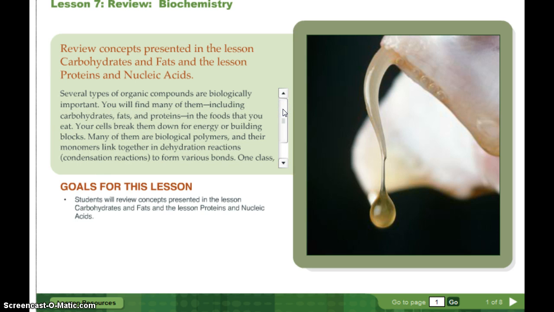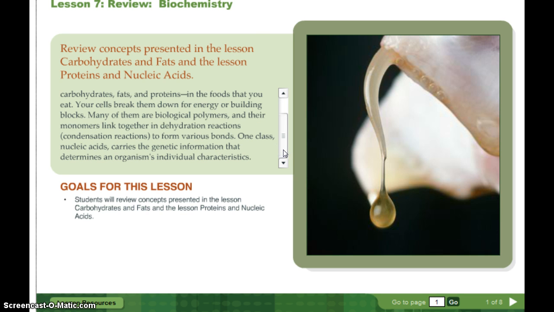Several types of organic compounds are biologically important. You will find many of them, including carbohydrates, fats, and proteins, in the foods that you eat. Your cells break them down for energy or building blocks. Many of them are biological polymers, and their monomers link together in dehydration reactions, called condensation reactions, to form various bonds. One class, nucleic acids, carries the genetic information that determines an organism's individual characteristics.